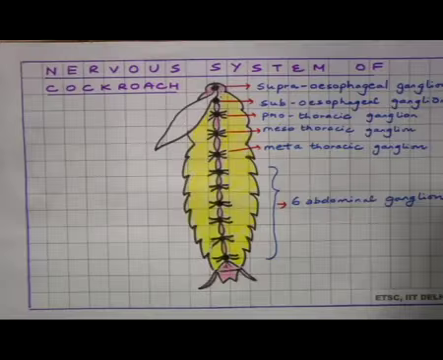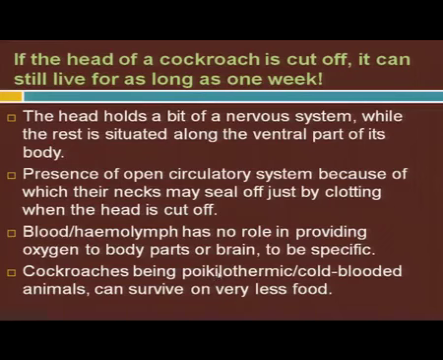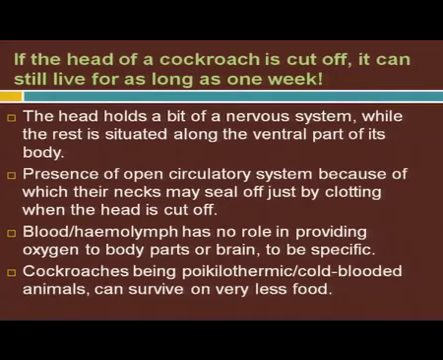Blood, or hemolymph, has no role in providing oxygen to the body parts or brain to be specific. Moreover, it is poikilothermic, that is, it is a cold blooded animal and it requires very little food. For 1 week the food stored inside the crop is sufficient for it to live. So, these are the reasons because of which a cockroach, if its head is cut off, can still live for as long as 1 week. Isn't it interesting about this feature of the cockroaches?